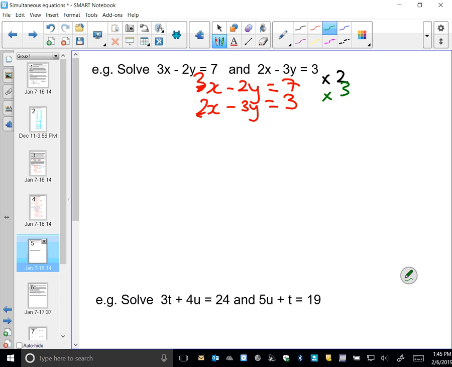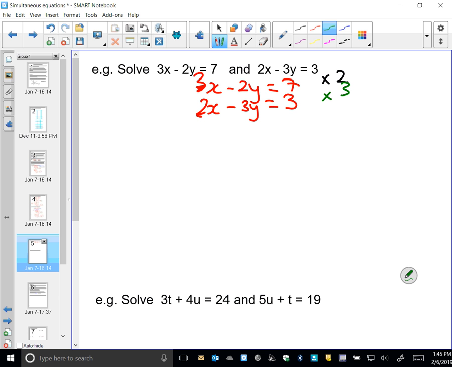Right, because Lara was the loudest, we wanted to make the number in front of the x the same. So what we say to ourselves is, I know I need to get bigger, so it's got to be bigger than 3 and bigger than 2. So which number is in the 3 times table and the 2 times table? And that number is going to be the 6.